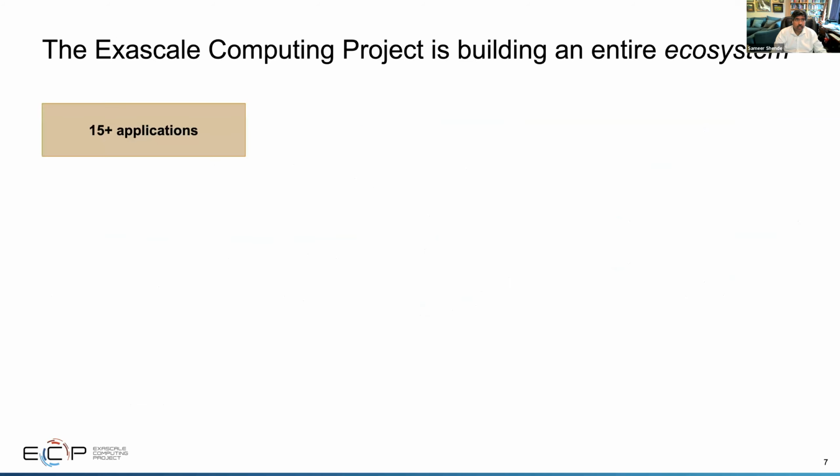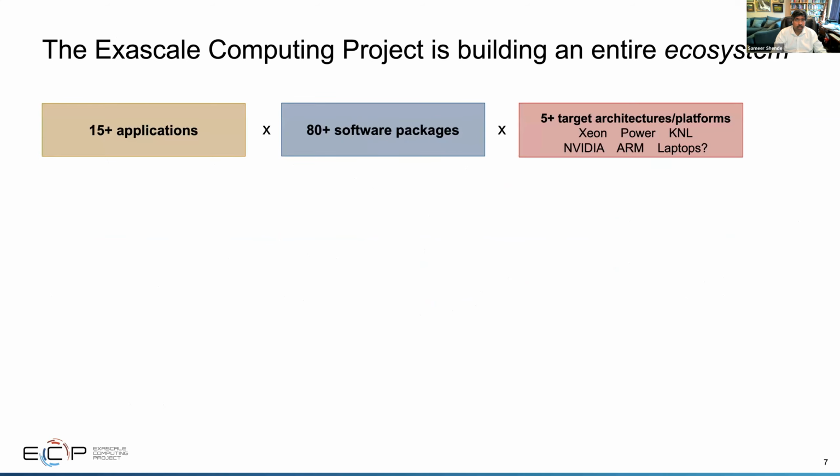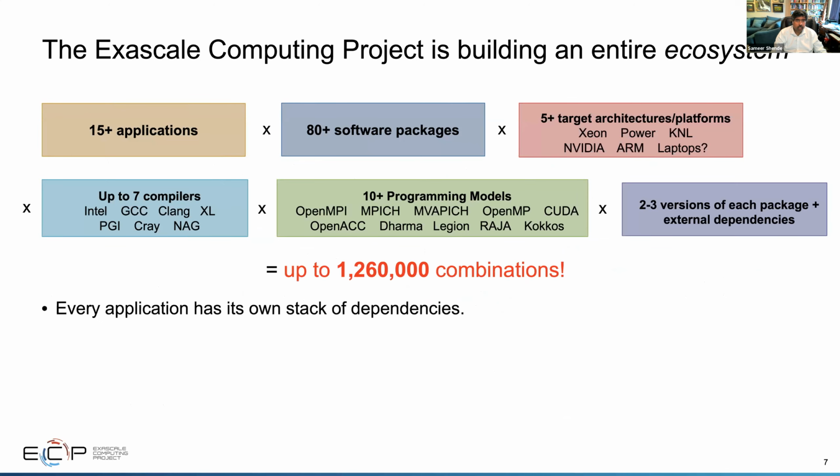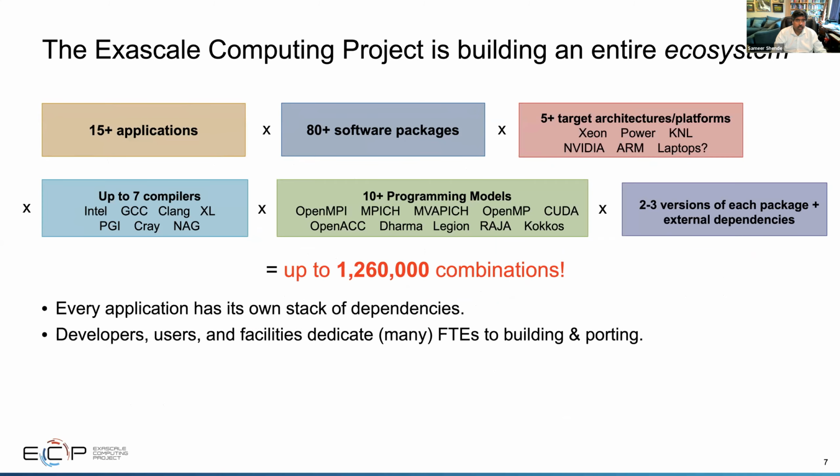So ECP is, as you know, putting together an entire ecosystem of applications and software packages on different architectures, compilers, and programming models with different versions. And that can lead to a combinatorial explosion of all the packages. And we are at a stage where developers, users, and facilities are dedicating many FTEs just for building and porting the applications. And many times we notice that they often trade reuse and usability for performance.